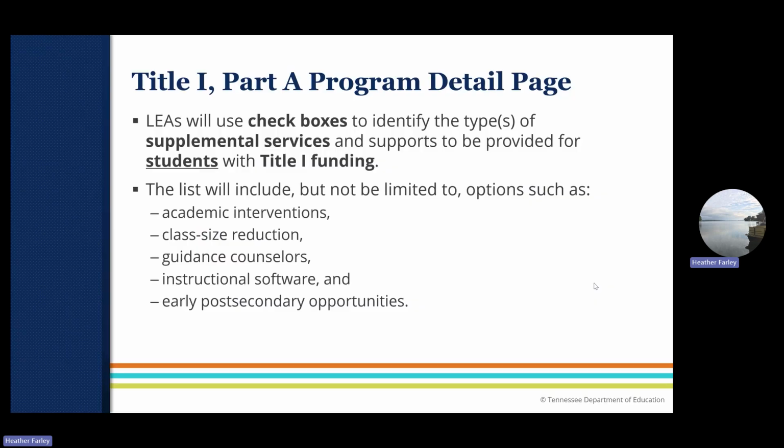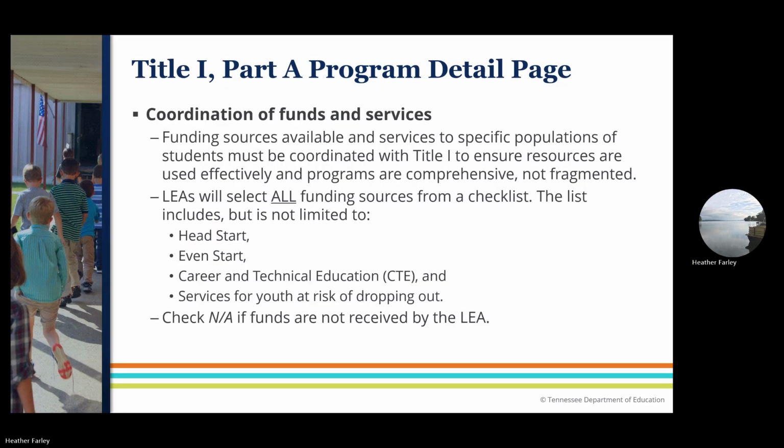With Title I Part A, the program details page, we ask that you ensure what you have in the budget supplemental-wise, that you check that on this page because it helps us with running reports and seeing that. And then your coordination of funds and services, select all that are applicable. Do note, if you do transfer all of your ESSA funds into another grant, say for example, Title IV into Title I, you would not select Title IV because that has now taken on the identity of Title I.